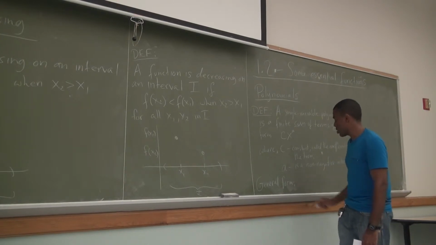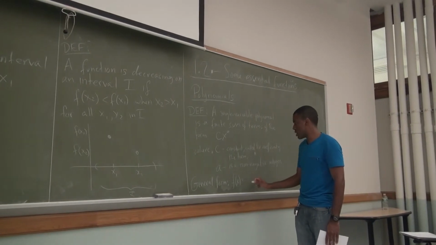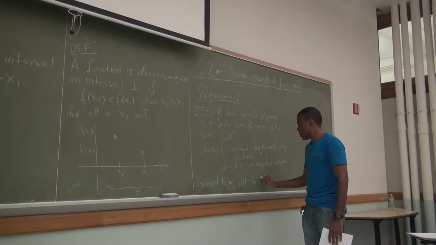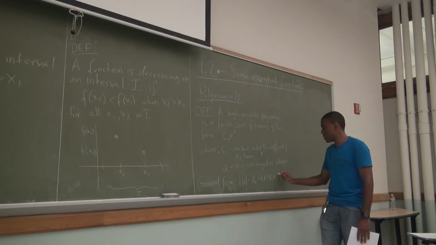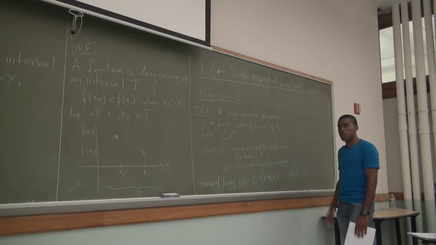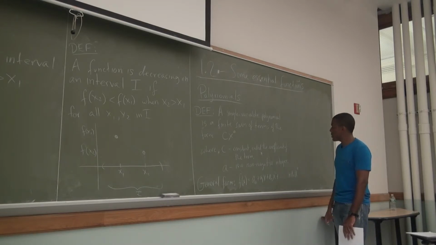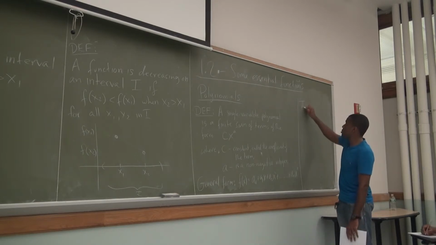Hence a general form for a polynomial can look like a0 plus a1x plus a2x squared plus ... plus anxn. This is a general form. And this is called the nth degree polynomial.